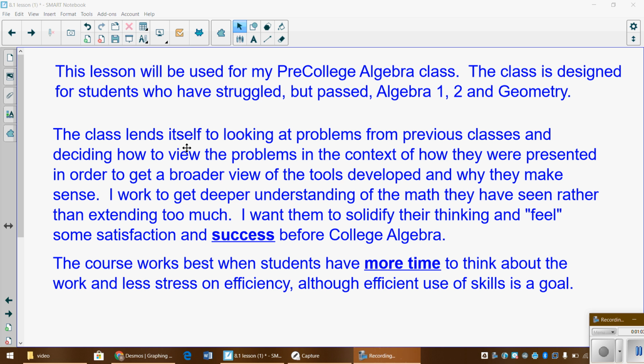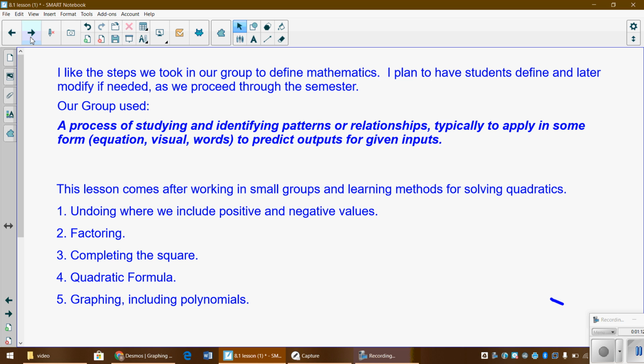So being able to communicate, use time effectively, just a lot of little things that tend to have caused these kids to struggle academically. I like the steps we took in our group to define mathematics. I plan to have students define and later modify if needed as we proceed through the semester. So I'd like when they leave after their senior year, it's kind of a capstone class for the generally lower end students, but what does mathematics mean to them and how might they use it?